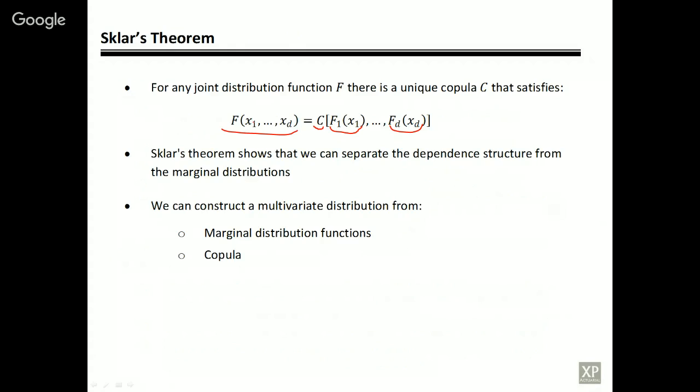So Sklar's theorem shows that we can separate the dependence structure from the marginal distributions. So we can construct a multivariate distribution from the marginal distribution functions and a copula.